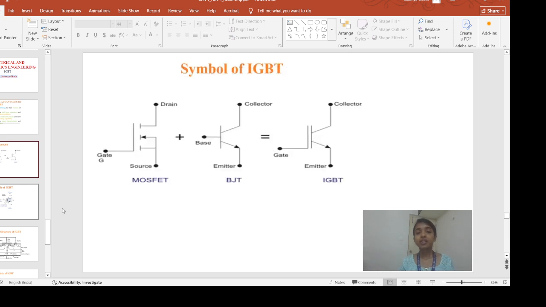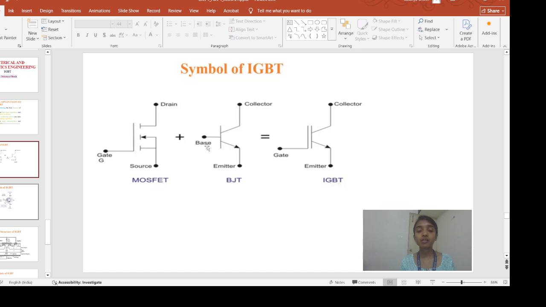Now let us see the symbol. We know this is the MOSFET symbol. This is the N channel enhancement type MOSFET because the arrow is inward. And why enhancement? Because this channel is discrete, it is not continuous. And there is a gap between the gate terminal and the channel because there is an oxide layer. So this is my N channel MOSFET and this is my BJT, with collector, base and emitter.